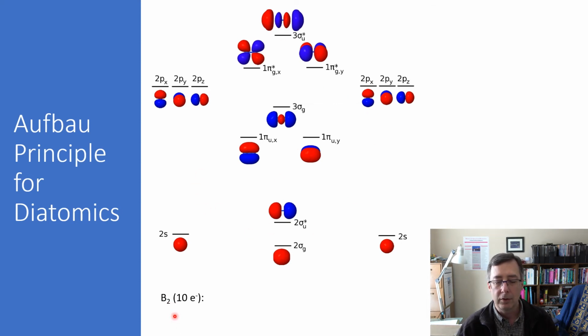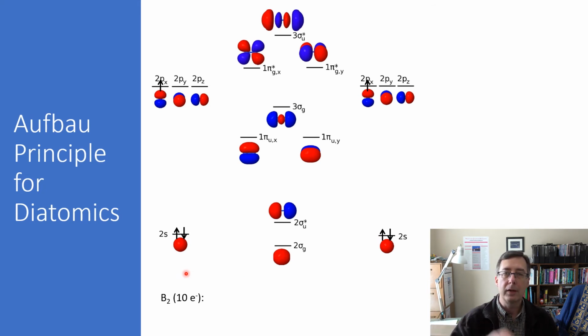So let's do B2. Boron is the 5th element, so it has 5 electrons, and a couple of them go in the 1s, which I'm not showing, it's below the diagram, and then a couple of them go in the 2s, which I will show, and then I have one more to show in the 2p. So the 1s electrons are not visible, but the rest is, so 3 valence electrons on each boron. And then I'm going to use the Aufbau principle to fill up the molecular orbitals.